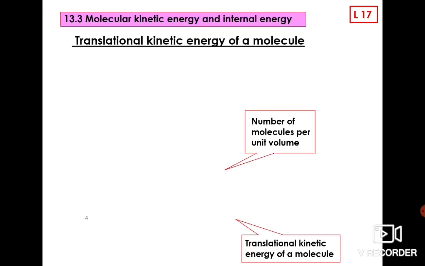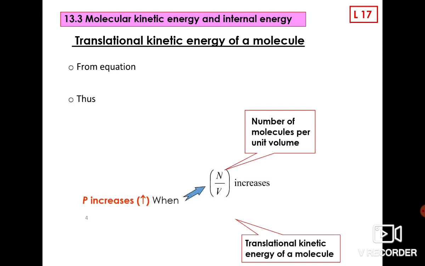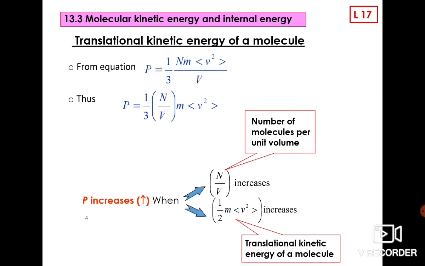For the first part, we will discuss translational kinetic energy of a molecule. So as you can see here, we have the equation P equal to 1 over 3 nmv square over V. We can rearrange this equation. P equal to 1 over 3, we take n over V here, and we have mv square here.